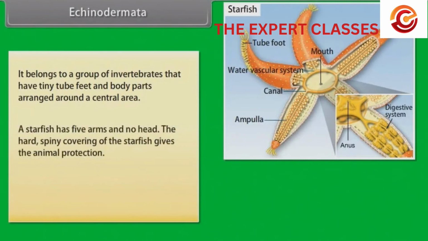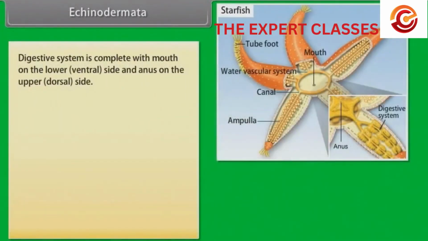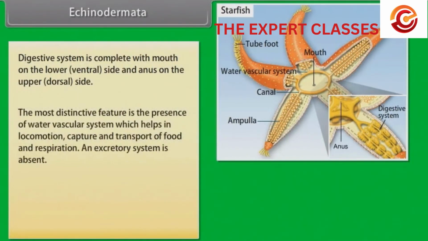A starfish has 5 arms and no head. The hard spiny covering of the starfish gives the animal protection. A sea urchin belongs to the same group. Its body is covered with spines. Digestive system is complete with mouth on the lower ventral side and anus on the upper dorsal side. The most distinctive feature is the presence of the water vascular system, which helps in locomotion, capture and transport of food, and respiration. An excretory system is absent.